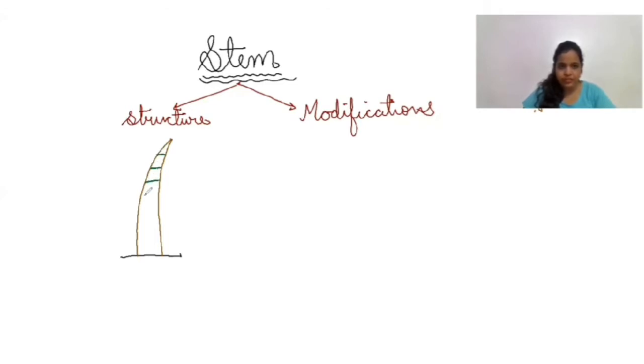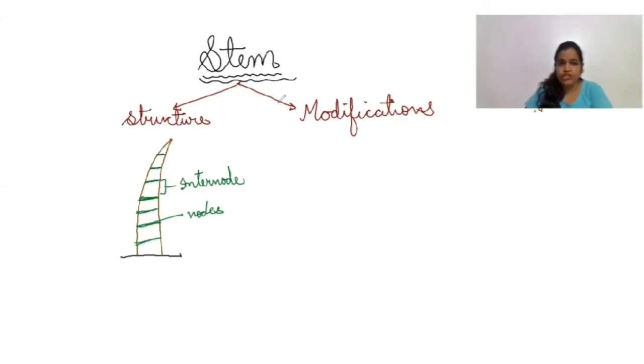Clear? If you have to differentiate between roots and stems, this is a clear-cut differentiation: roots will never have nodes and internodes. All these lines are nodes, and the space between two nodes is known as an internode. We have already discussed these nodes and internodes forming one important character of plants.